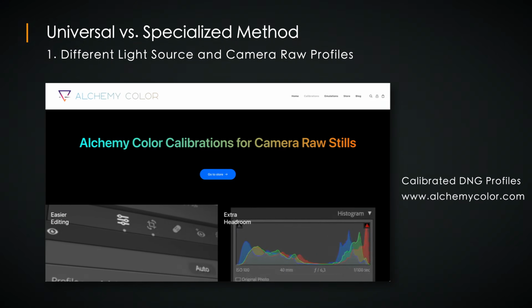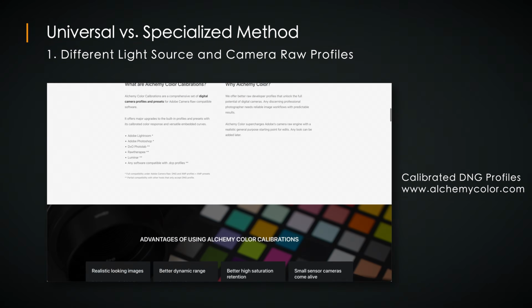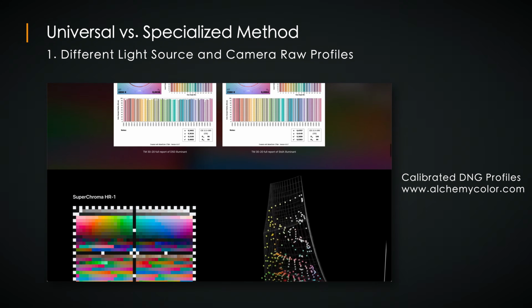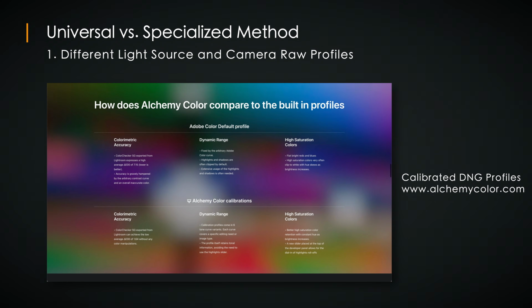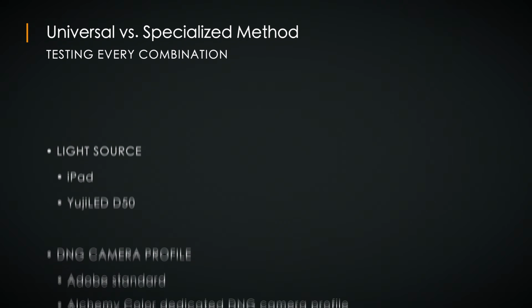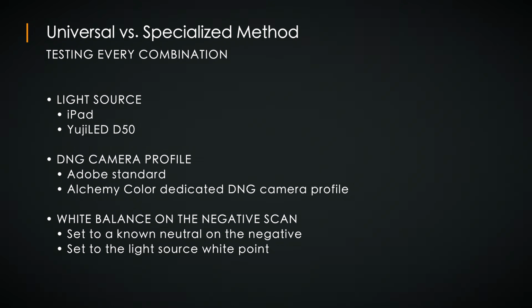I use the linear calibrated profile that's available for purchase at alchemycolor.com. It offers high-quality results for both D50 and tungsten light sources. Let's look at examples of different light sources, DNG profiles, and white balance settings applied to negative scans.